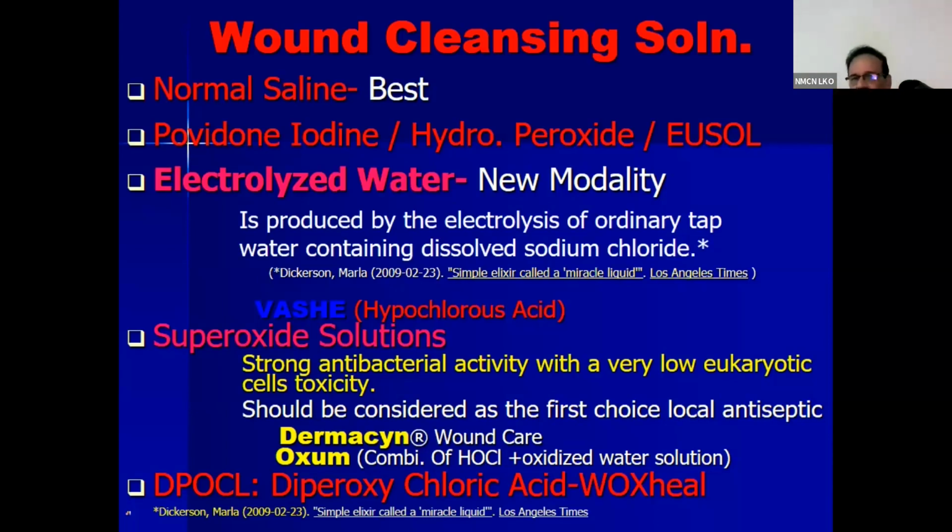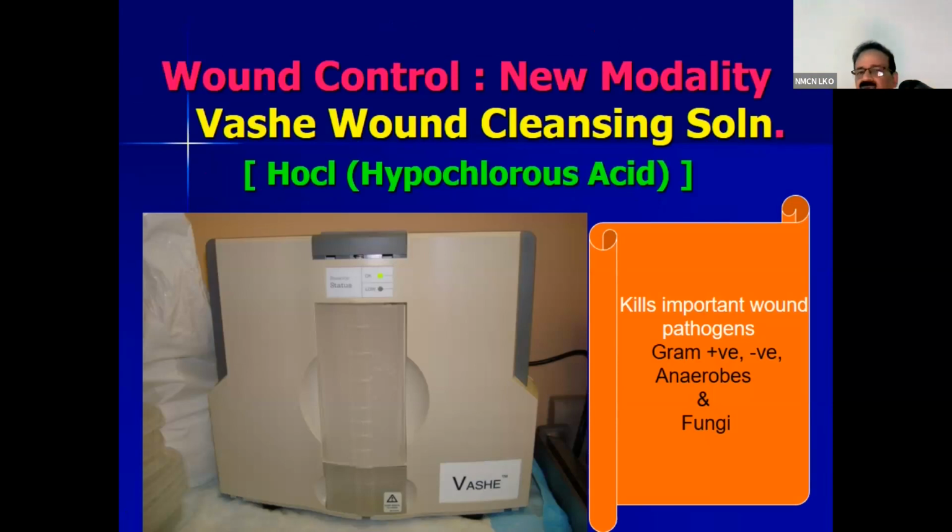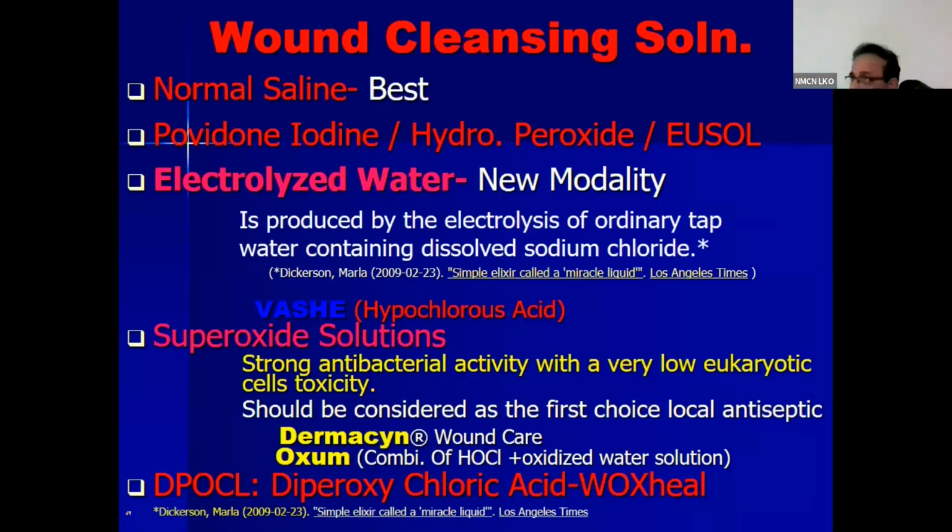Then for cleaning solutions, electrolyzed water is also there. In the USA, there is a wash solution, HOCl or hypochlorous acid. It kills gram-positive, negative, anaerobes, etc. Then there are certain superoxide solutions now available in India also, like Dermacyn and Oxum, which are a combination of hypochlorous acid and oxidized water solution. They have strong antibacterial activity and very low eukaryotic cell toxicity, which is why I was telling you one should not use strong antiseptics over the wound. Then there is DPOCl or diperoxychloric acid, and the Voxil. This is also available now in India.